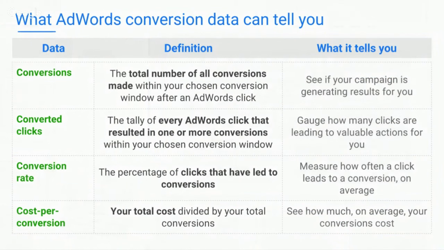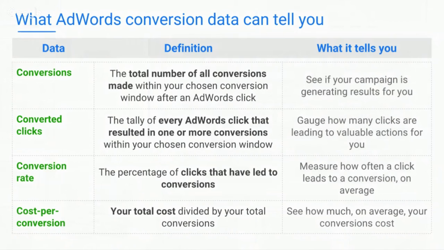So conversions alone basically tell you the total number of all conversions made within your chosen conversion window after an AdWords click. It lets you see if your campaign is generating results for you or not. A converted click is the tally of every AdWords click that resulted in one or more conversions within your chosen conversion window. It basically allows you to gauge how many clicks are leading to valuable actions for you.